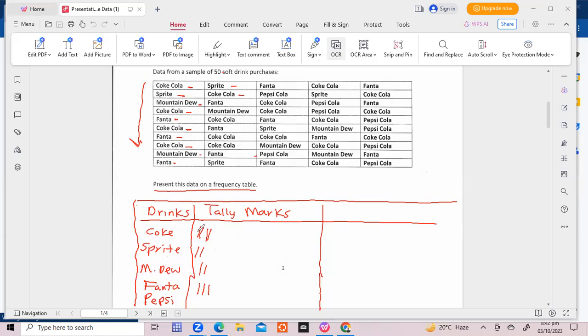The number 5 we tie it, so it makes a bundle. Then Fanta, we put a tally there. Then Mountain Dew, we put a tally. Coca-Cola, so we fill the bundle, it makes 5. Fanta, we put a tally so the number 5, so we tie the bundle.